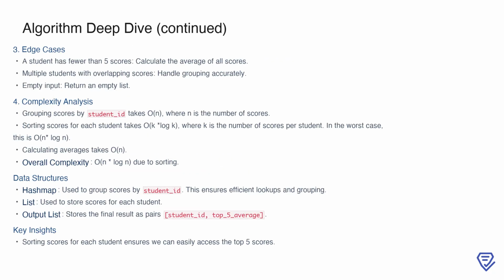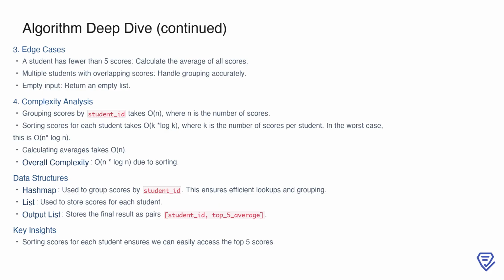Now, let's consider some edge cases that the algorithm needs to handle. First, if a student has fewer than 5 scores, we calculate the average of the scores they do have. Second, when multiple students have overlapping scores, the grouping step ensures that scores are correctly associated with their respective student_ID. Finally, if the input list is empty, we simply return an empty list as the output.